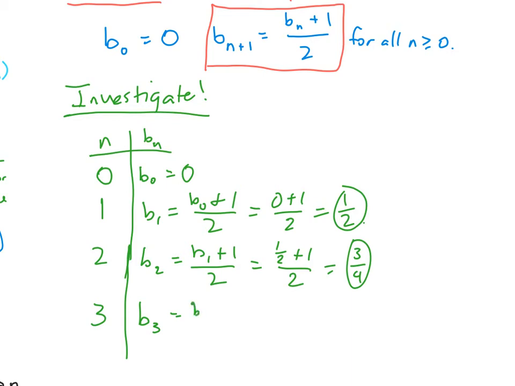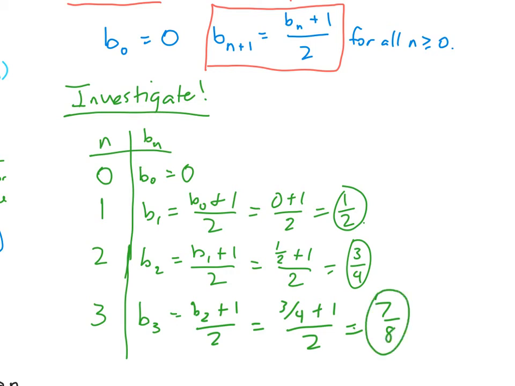going to be b sub 2 plus 1 over 2. Well, b sub 2 was 3/4. That's what we just figured out. So 3/4 plus 1 over 2, that comes out to 7/8. Okay, so I've got the first terms of my sequence are 0, 1/2, 3/4, 7/8.